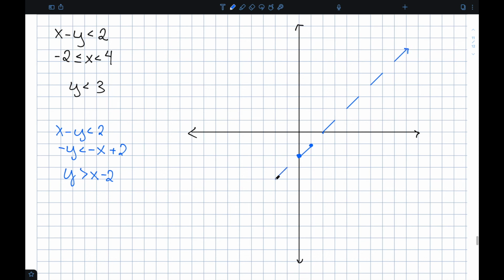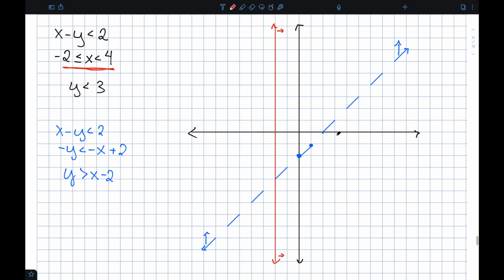And since we want y greater than, we're going to need to shade above the line where the greater y values are, where there are bigger y values. So I'm going to once again draw these little up arrows to indicate I'm shading up. My middle inequality, negative 2 less than or equal to x is less than 4. This is actually two inequalities in one. It does tell me x is bigger than or equal to negative 2. So here's the line x equal to negative 2. And I want x to be bigger than, so I'm shading on this side of this vertical line.